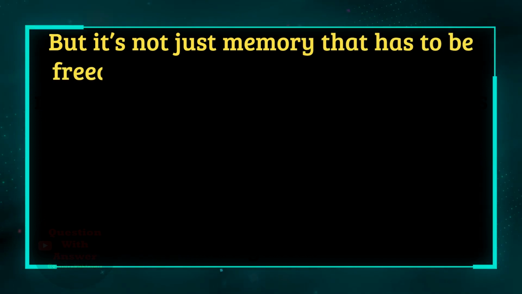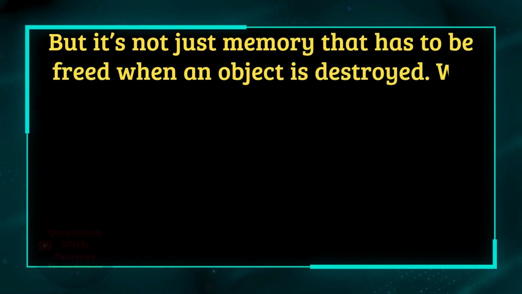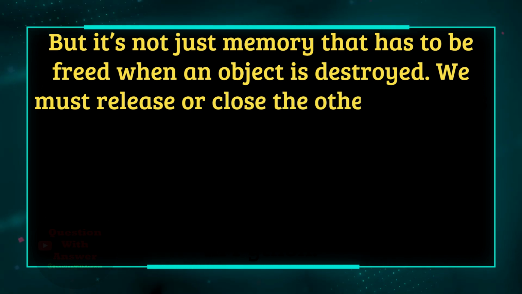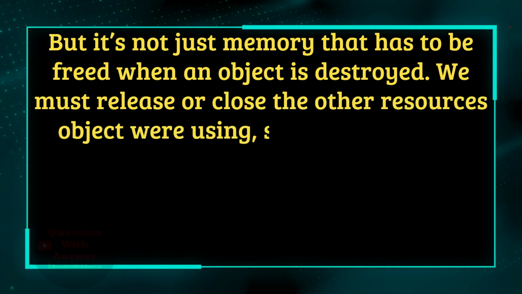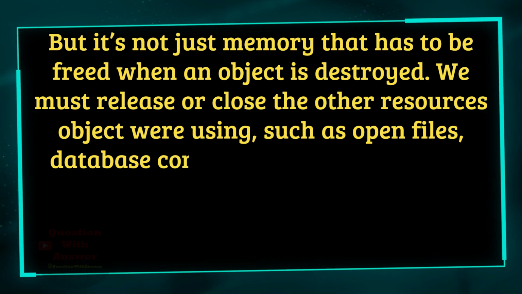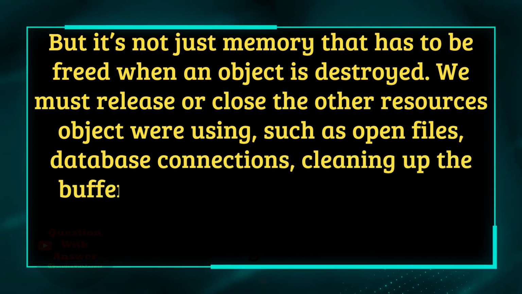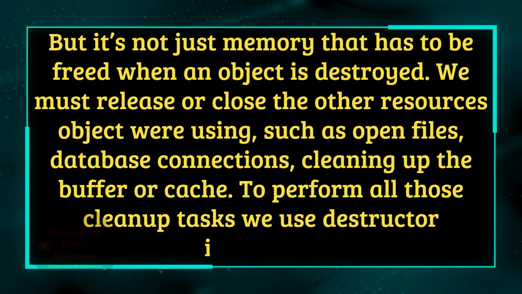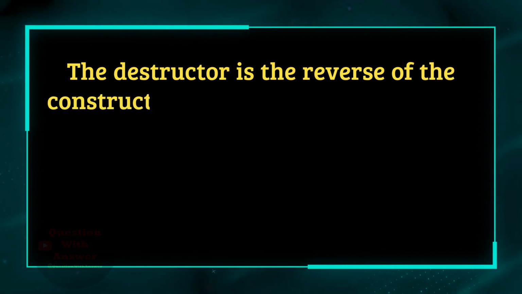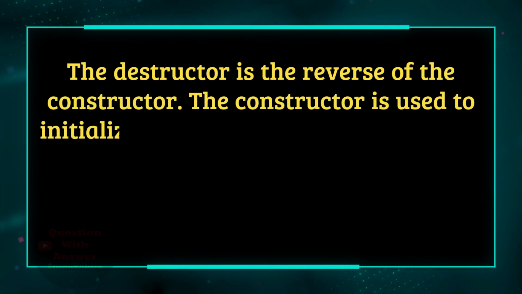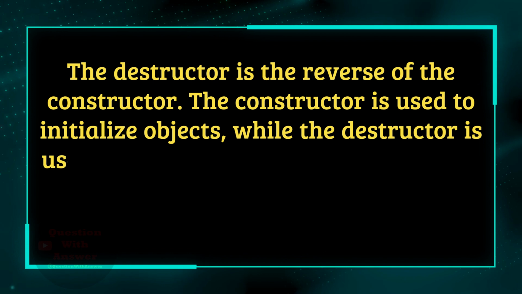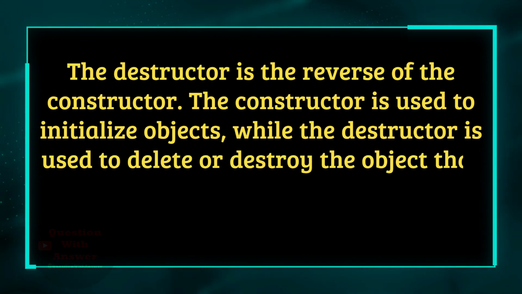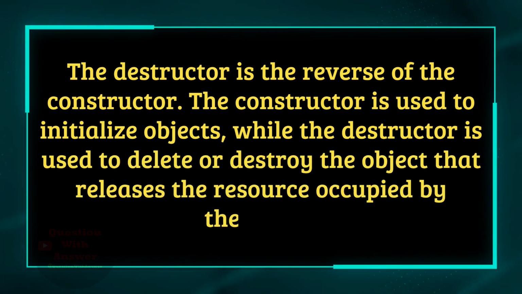But it's not just memory that has to be freed when an object is destroyed. We must release or close the other resources the object is using, such as open files, database connections, and cleaning up the buffer or cache. To perform all those cleanup tasks we use a destructor in Python. The destructor is the reverse of the constructor. The constructor is used to initialize objects, while the destructor is used to delete or destroy the object, which releases the resources occupied by the object.